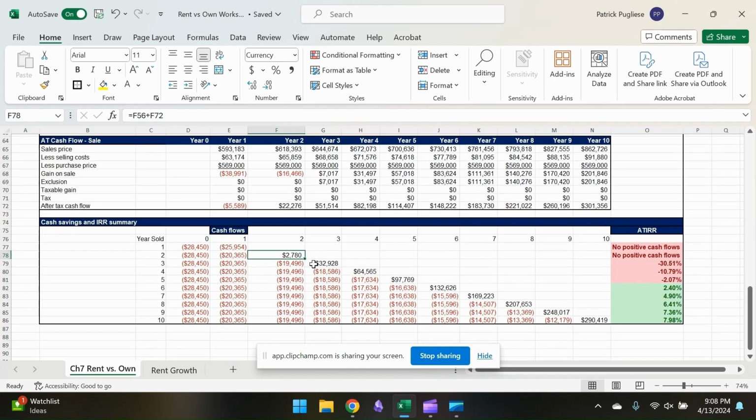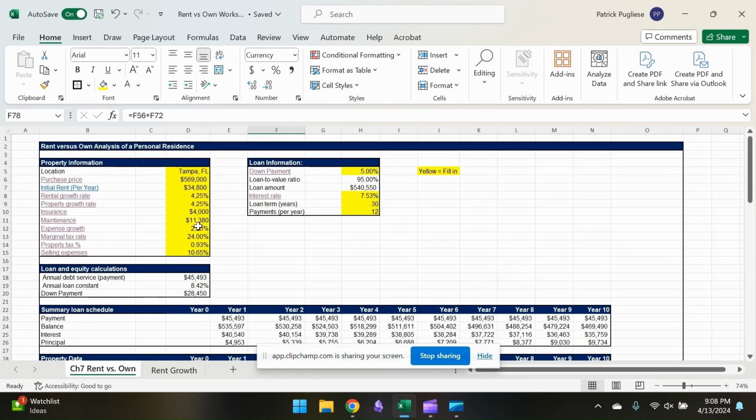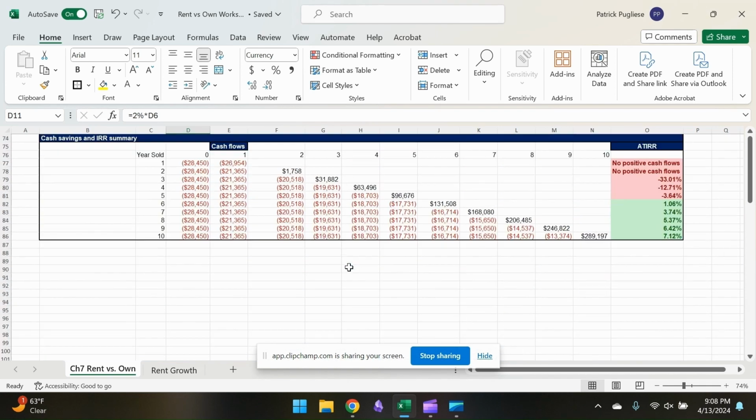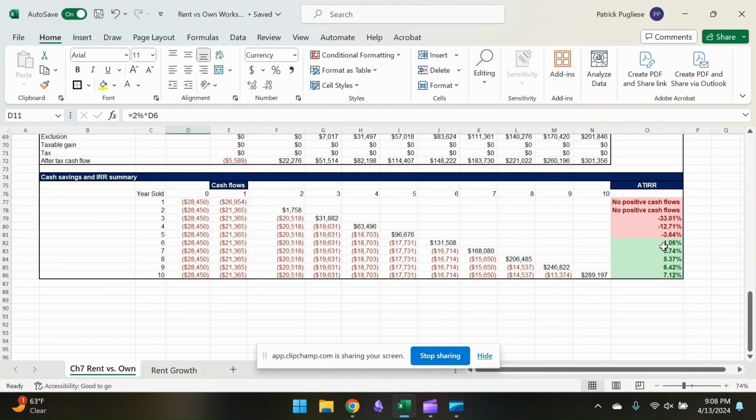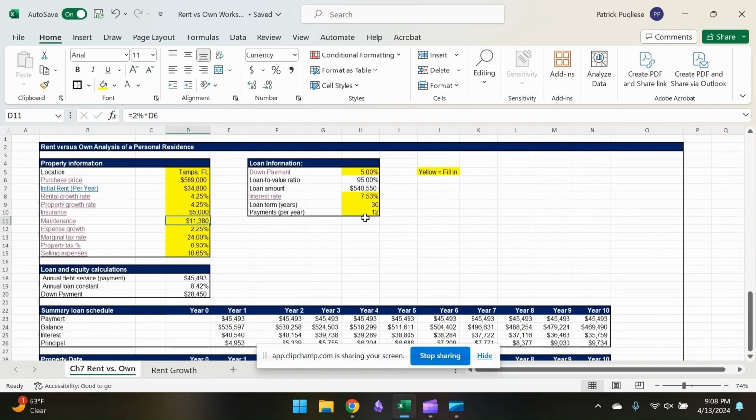So I hope you guys can see, using this calculator and playing around with the numbers a little bit, you can try different numbers, try different assumptions to see how it affects the outcome. Let's say you think maybe insurance is going to be a little bit more expensive in Tampa. You could see how that affects your results. It has a little bit of an impact, not too much.